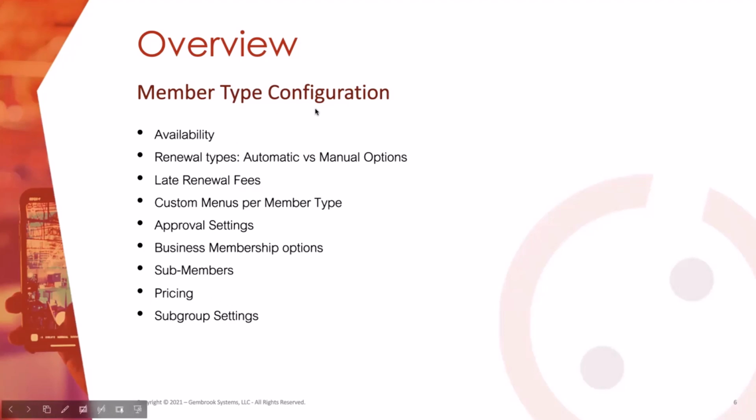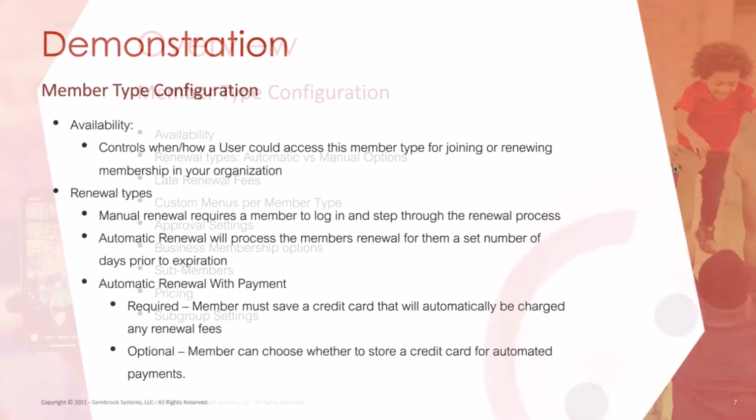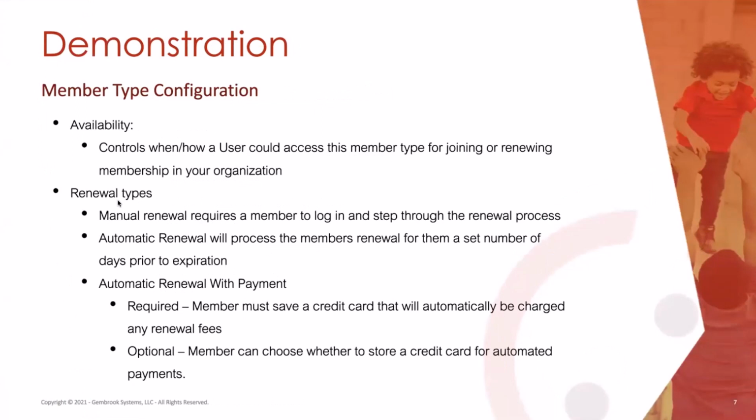So now that we have an idea of what we're going to be going over today, let's actually kind of skip over to our demonstration. So the first thing we're going to take a look at is our availability and renewal types, and we'll go into detail on what each of those mean.